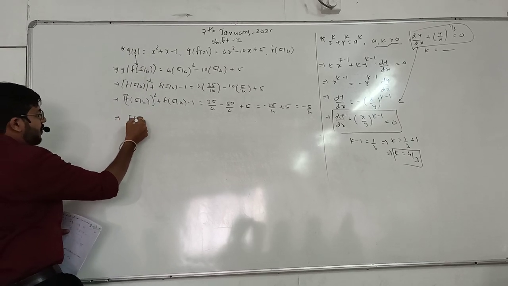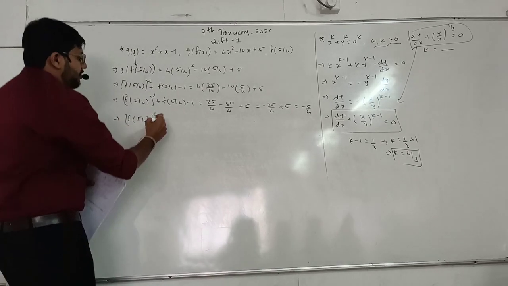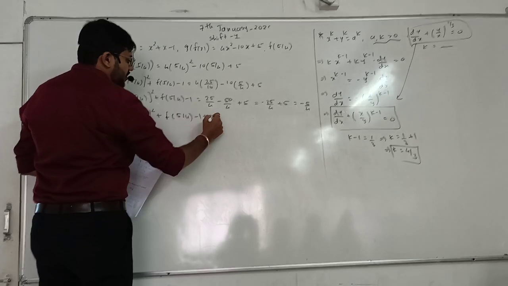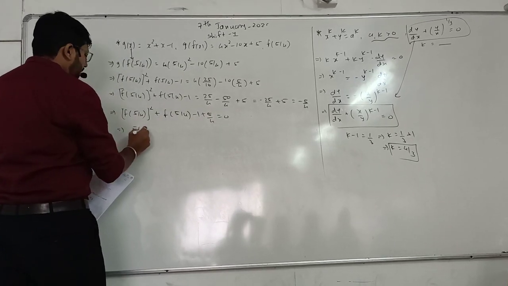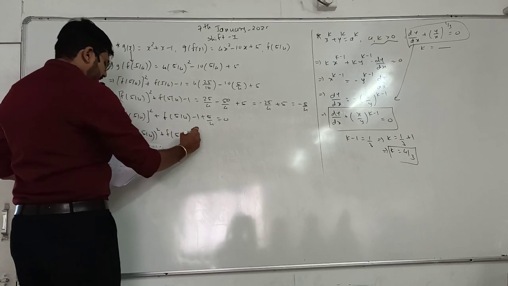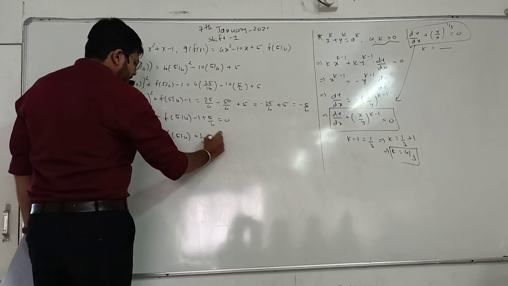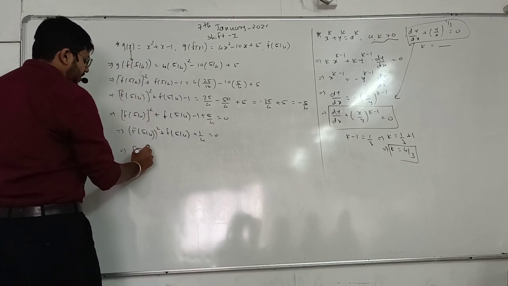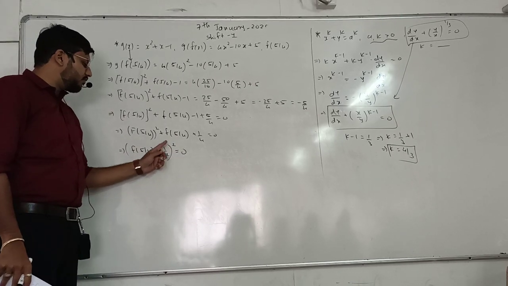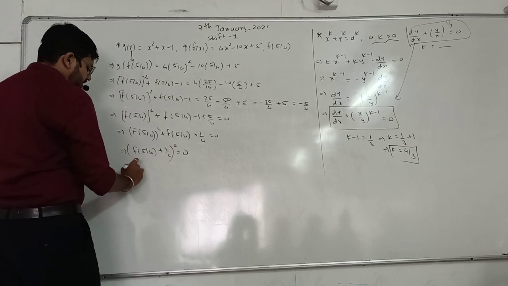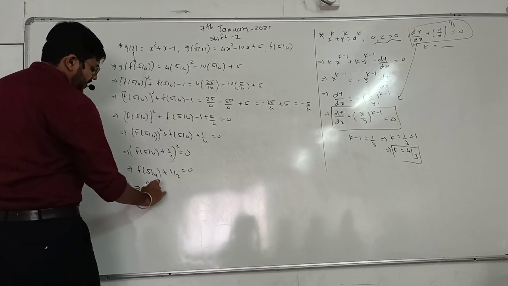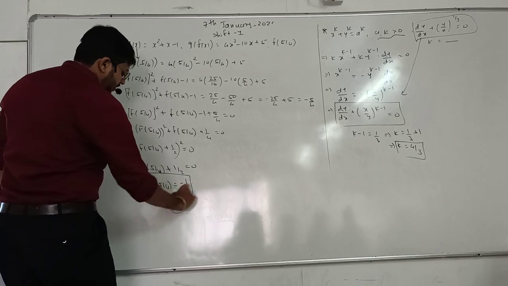So now it's f(5/4) whole square plus f(5/4) minus 1 equals minus 5 by 4, and if I take this to the opposite side, it's plus 5 by 4 equals 0. So f(5/4) whole square plus f(5/4) plus 1 by 4 equals 0. And this automatically becomes a perfect square: f(5/4) plus half, whole square, equals 0. So f(5/4) plus half equals 0. So f(5/4) equals minus half is your answer.